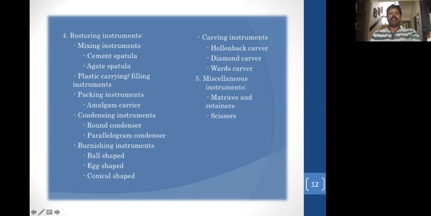Okay, last one is the fifth one. There your matrices, retainer, scissors, all come under miscellaneous. This is the classification you should remember.